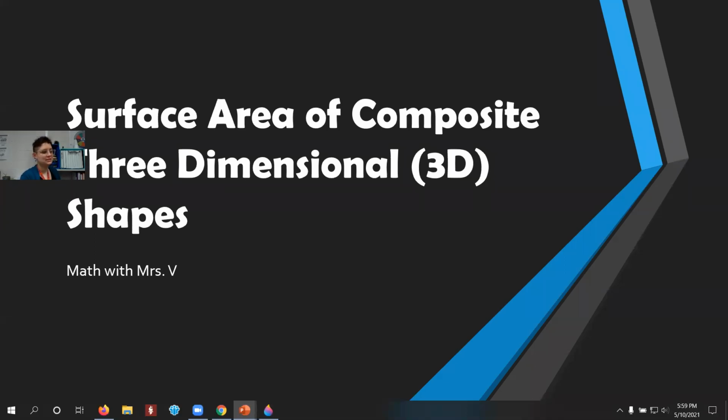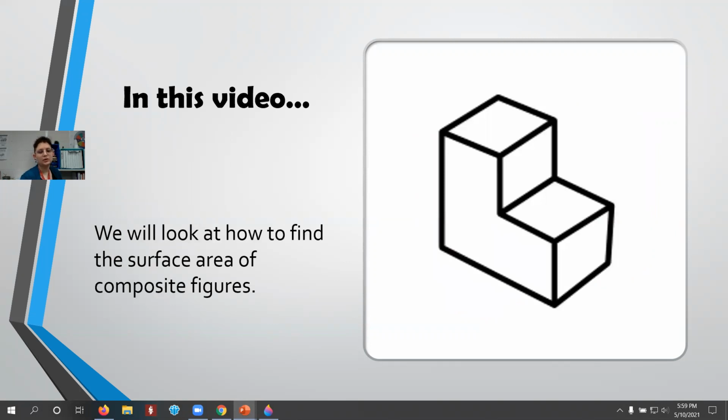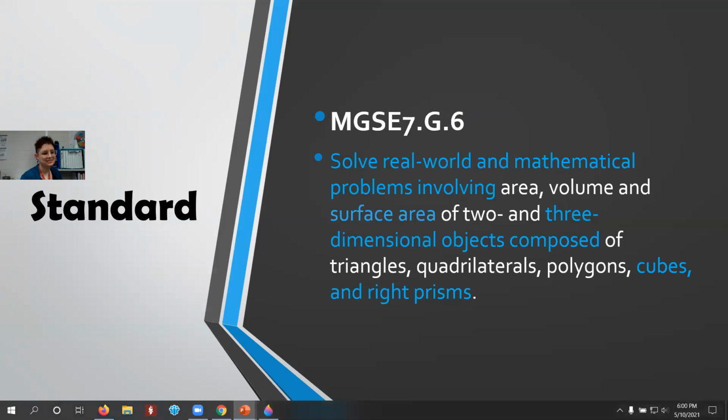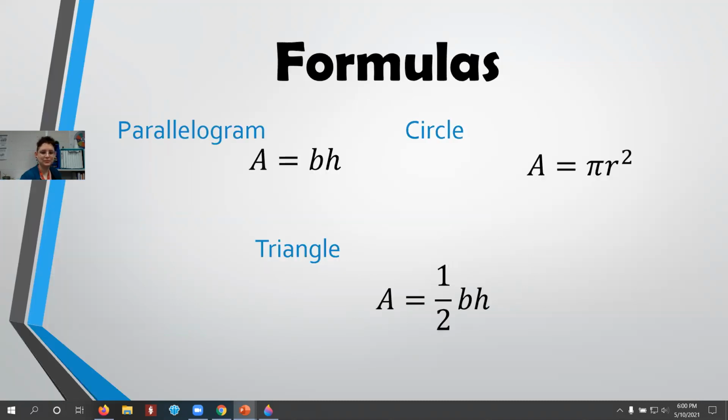We're still looking at some surface area, and let's just get started. In the previous video, we looked at how to find surface area of 3D shapes. In this video, we will look at how to find the surface area of composite figures. Still in standard 7.G.6, we added in 3D shapes composed of cubes and right prisms. Remember, a composite figure is a figure made of two or more 2D or 3D shapes combined.